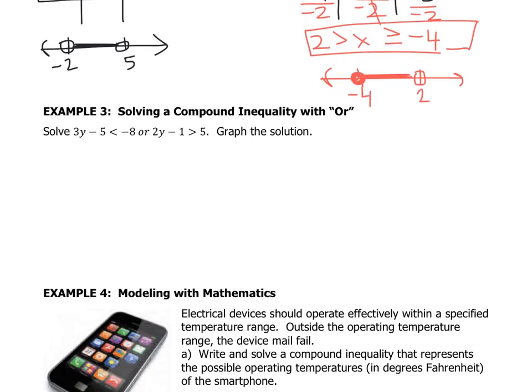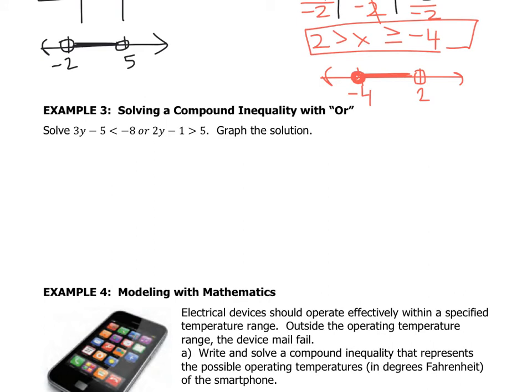Alright, example 3 is going to be an "or" statement, so that's going to be the wings, the ones going out to the sides, but let's just solve it like a regular equation.